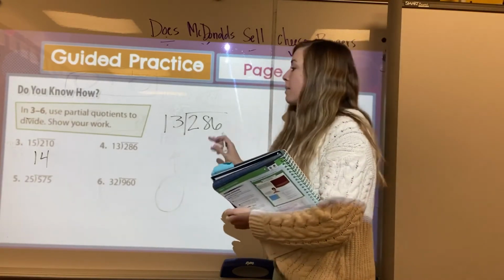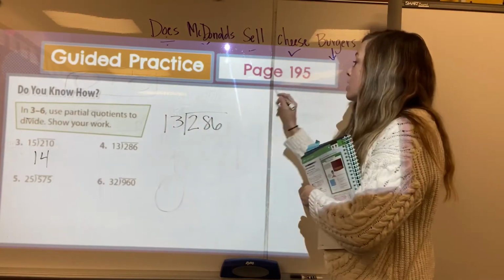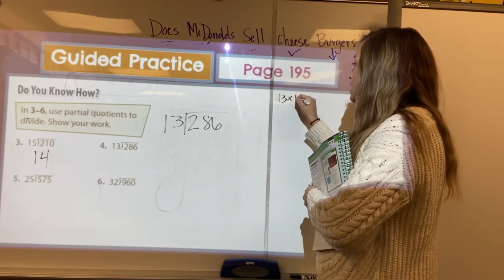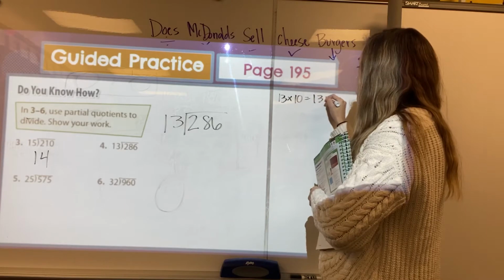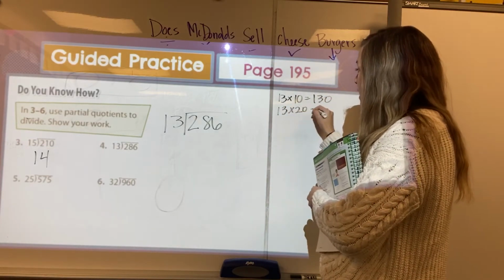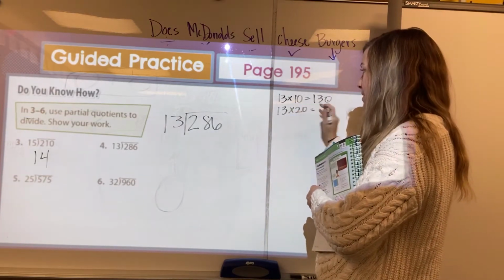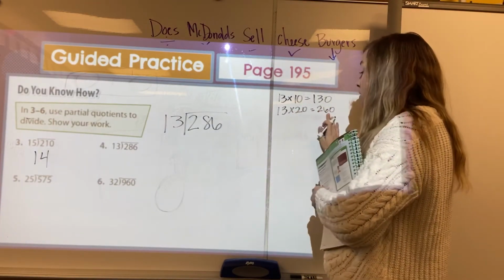So just take the time, write it out, do it the right way, and then you don't have to redo it. So we are going to start with 13 times 10 gives us 130. So if I do 13 times 20, I get 13 and 13. So 13 times 2 would be 26. Add that 0, it's 260.